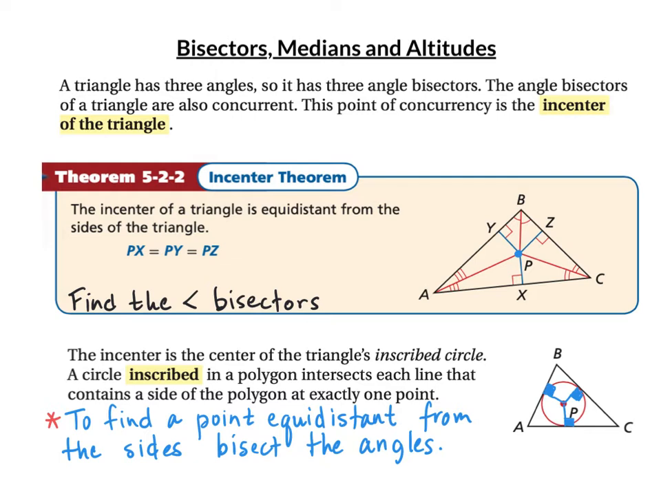Remember that distance is measured along a perpendicular. So when I look at the incenter in this triangle ABC here, if I drop a perpendicular to each side of the triangle, that distance would all be the same, and I could draw a perfect circle that would touch each side. We'd say that it was tangent to each side. Tangent means touching.